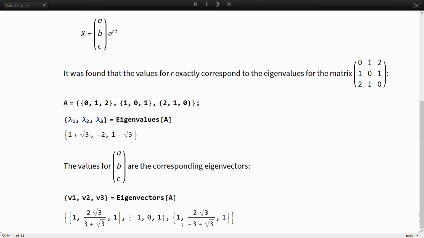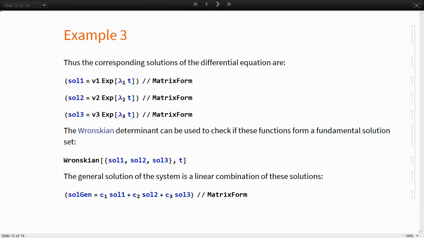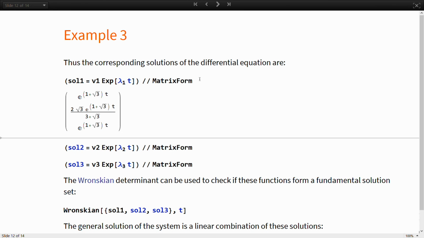With the eigenvalue and eigenvectors found, we can write the general solution. Using the eigenvector v1 and the corresponding eigenvalue lambda1, we can write the first component of the general solution. The same can be done for the second and third components.